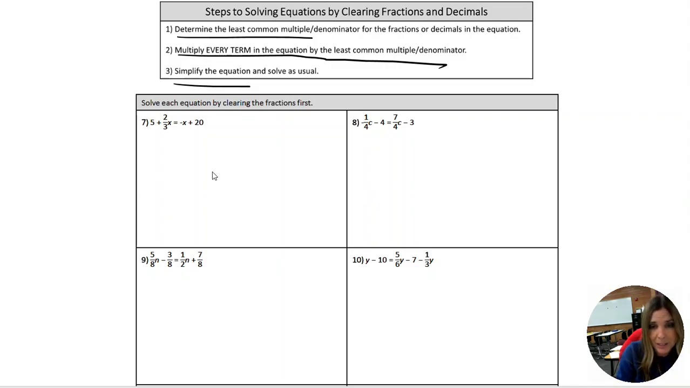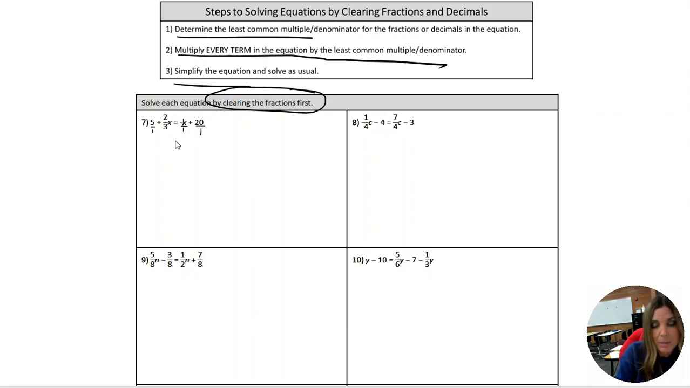So let's go ahead and look at number 7. You can see that the denominator of this 5 would be a 1. The coefficient of this x is a -1. The denominator would be a +1, and then the denominator of the 20 would be a 1. So if we're going to solve this equation by clearing the fractions first, we really only have one fraction here, but we can multiply all of the terms by the least common multiple, and it'll get rid of at least that one fraction.